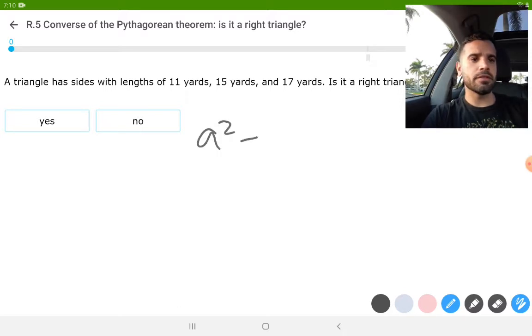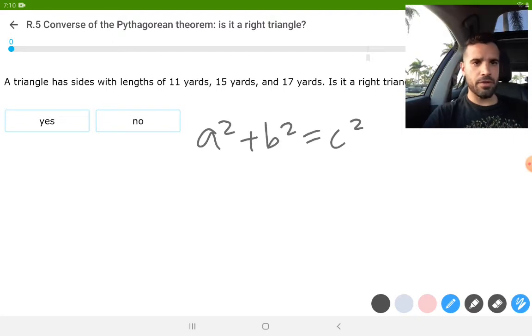a squared plus b squared equals c squared. Now we're given three side measures for these so-called right triangles, and we have to plug them into that formula. Now remember that the two shorter lengths represent A and B, and the longer side, which in a drawing would be directly across from the right angle in a right triangle, will be your C, the hypotenuse.